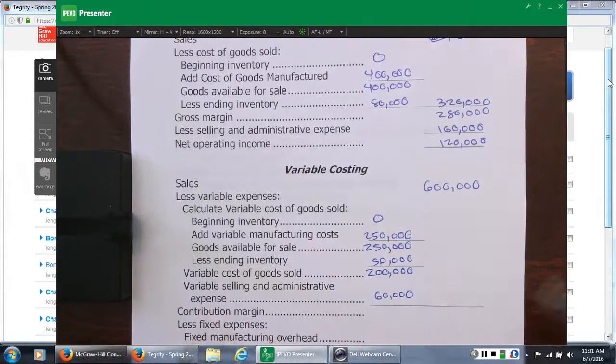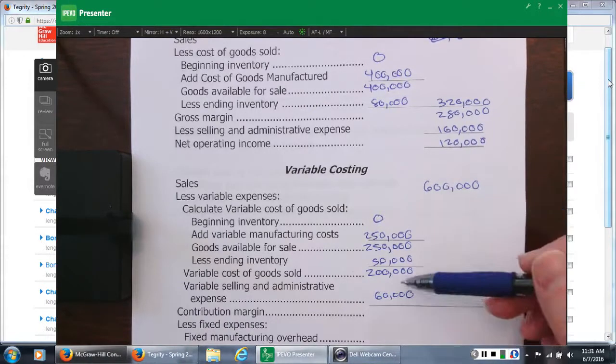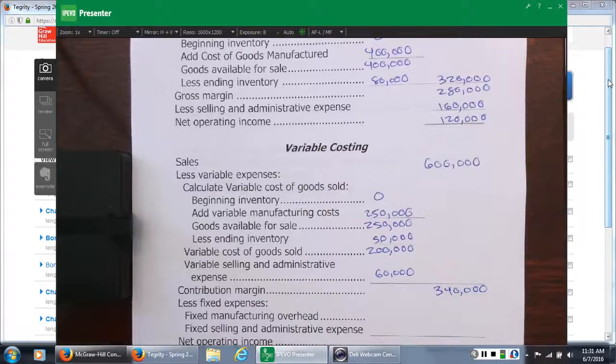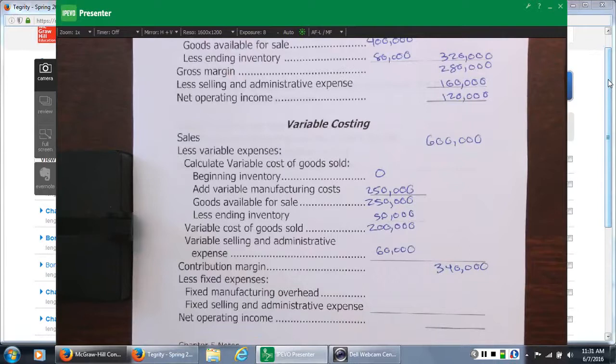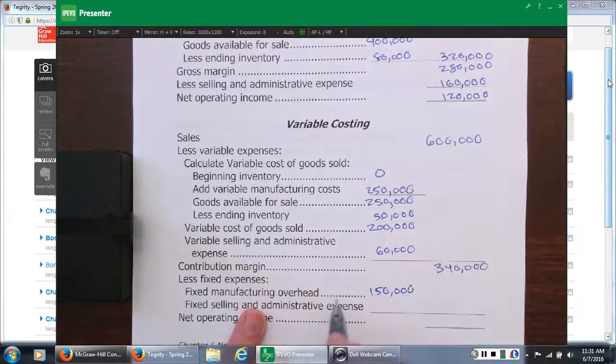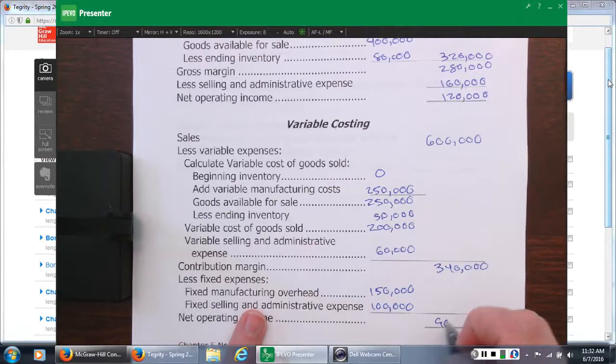Okay. So then what I would do to get my contribution margin, and I'll write that in, I take my 600,000 minus my 260 minus my 200 minus my 60,000 gives me a contribution margin of $340,000. I'll write that over there to highlight it. Then I subtract out my fixed overhead and my fixed selling and admin expenses. So 150,000 is my fixed manufacturing overhead. Then my fixed selling and admin are 100,000. 340 minus my 250 gives me $90,000 left over. That's my net operating income.